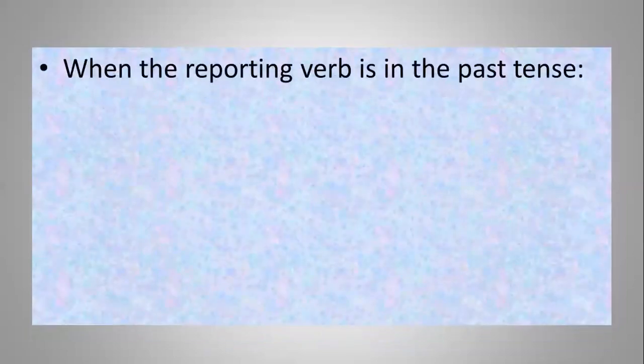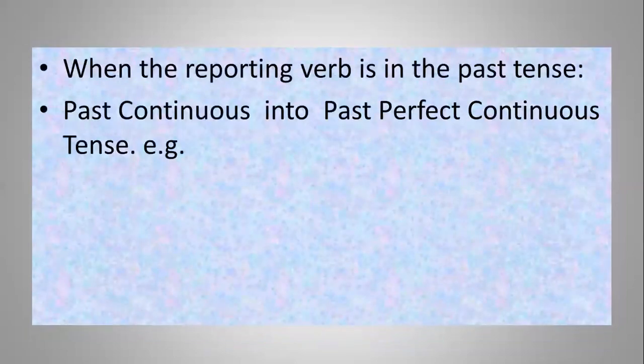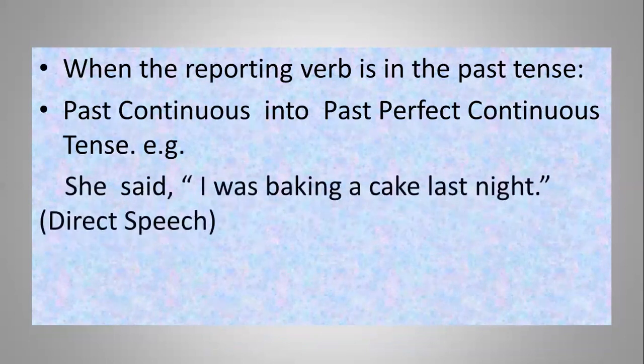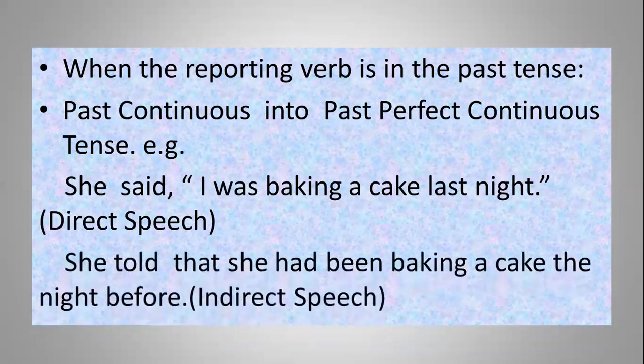When the reporting verb is in the past tense, past continuous changes into past perfect continuous tense. For example, she said, "I was baking a cake last night." She told that she had been baking a cake the night before. "Last night" has been changed into "the night before." "Was baking" has been changed into "had been baking."